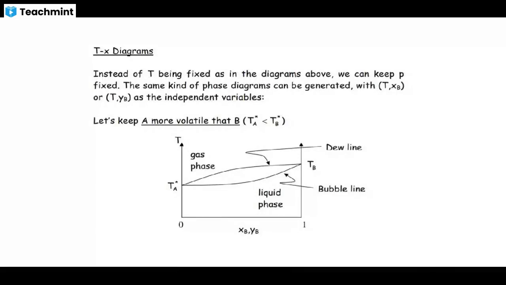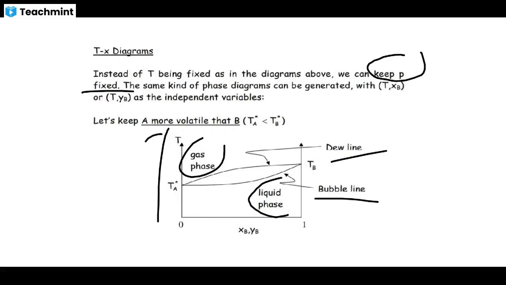Instead of temperature being constant in the diagram above, we can keep the pressure fixed. When the pressure is fixed, we can plot temperature versus mole fraction. Then this is for the gas phase and this is for the liquid phase. This is the bubble line, these two lines. This is just the opposite of the pressure plot. If you plot pressure, the above is liquid phase and the below is gas phase. When plotting temperature versus mole fraction, you get this.